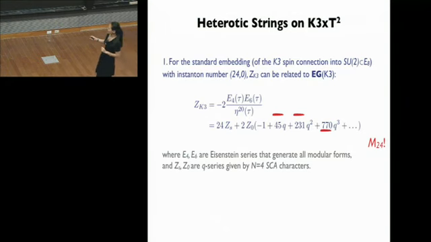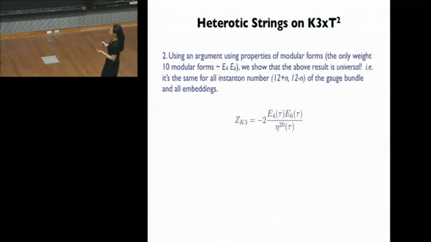So this ZS and Z0 are some q-series given by, again, N equals 4 characters that I'm not going to write down. But it suggests that M24 might have an action on this spectrum as well. Which is, after all, not surprising, because for the standard embedding, the spectrum is exactly related to the spectrum of the K3 sigma model. But how about other embeddings with other n?